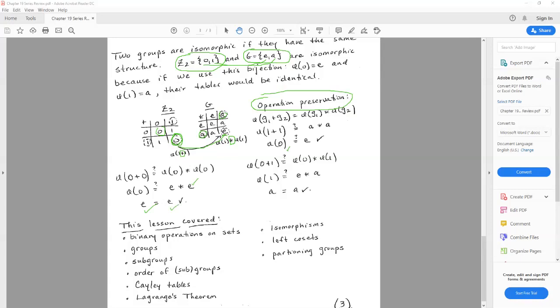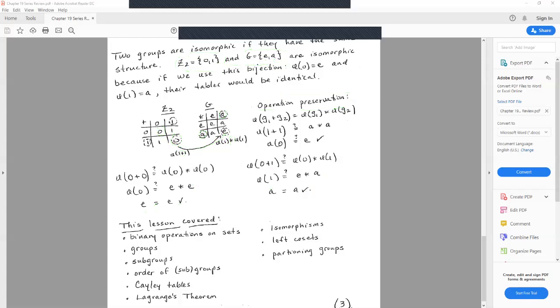And then finally, if we look at 0 plus 1, phi of 0 plus 1 is the same as phi of 1. And we know that phi of 1 by our mapping is a. We show that that's equivalent to phi of 0 times phi of 1 in G, because that gives us e times a, which is equal to a. In other words, we have verified that this statement here is true.